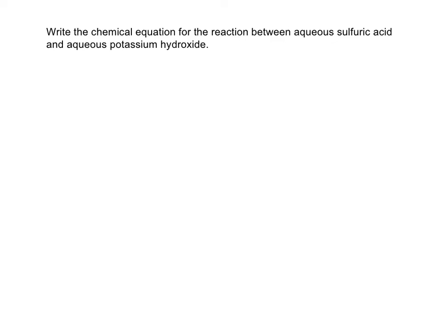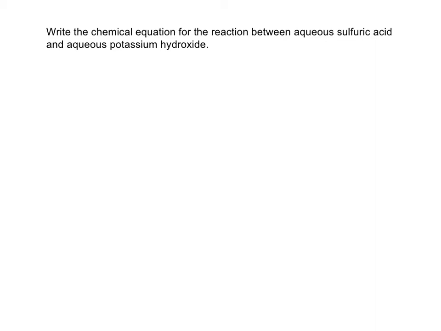Alright, so in this video we're going to do an example of a calorimetry calculation. But first, let's do some review of completing and balancing chemical reactions. So we're first asked to write the chemical equation for the reaction between aqueous sulfuric acid and aqueous potassium hydroxide.